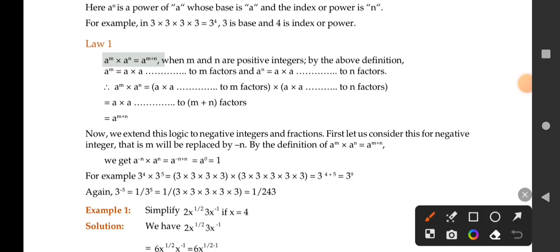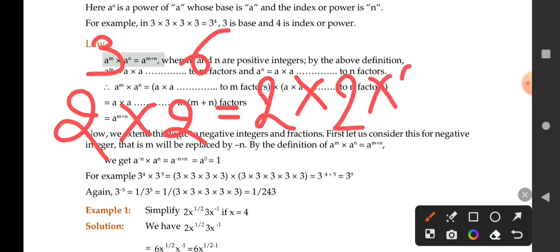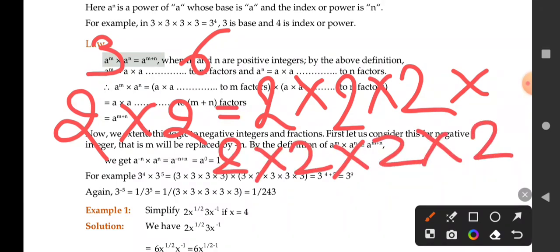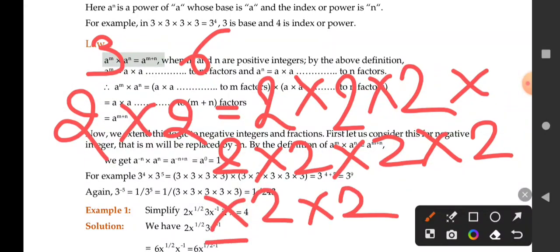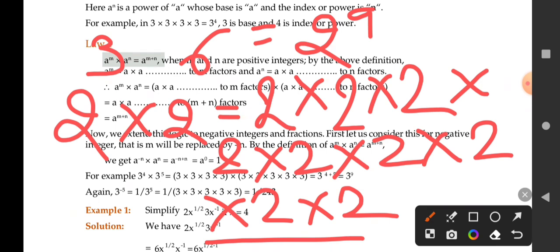Let me show you with an example. For example, 2 power 3 into 2 power 6. Let's expand this. 2 power 3 means 2 multiplied 3 times. Then you have a multiplication. 2 power 6 means 2 multiplied 6 times. So how many times is it multiplied? 2 power 9 times, which is 6 plus 3, which is 512.